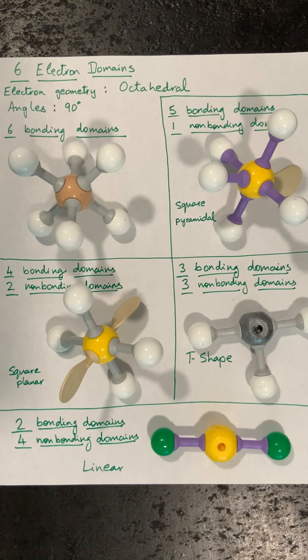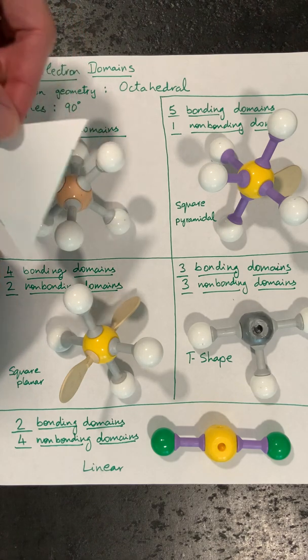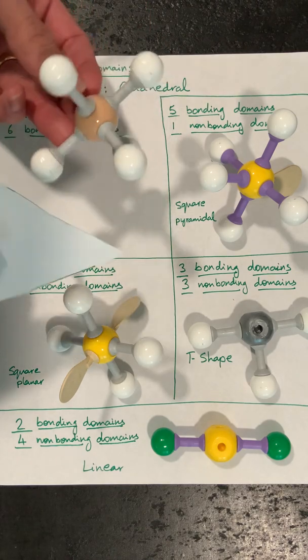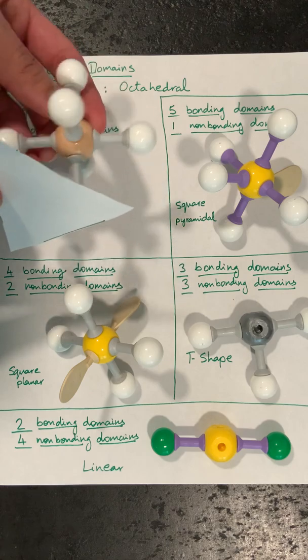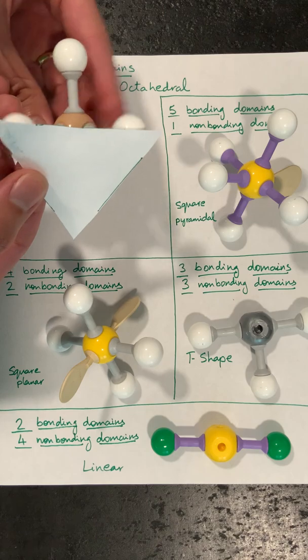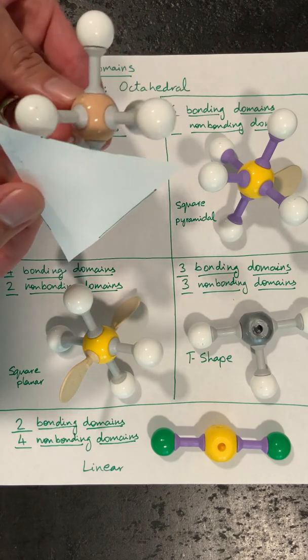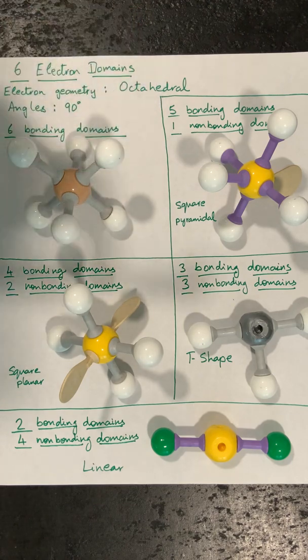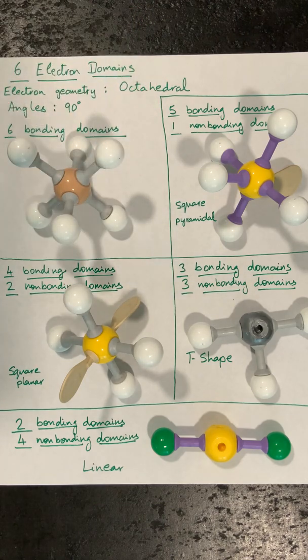are only 6 domains. The reason it's called octahedral is octa means 8, again hedron means faces, so there are 8 equal faces on this figure. 1, 2, 3, 4, 5, 6, 7, 8. So because each face is equal, notice I can put the same triangle over every single face, we call this an octahedron. And the bond angles for this are all 90 degrees.